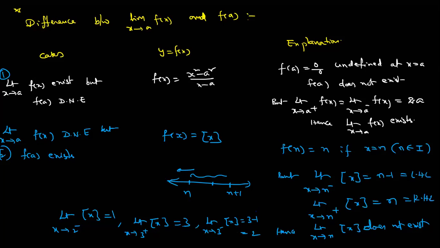These are not required, I'm giving. If you want, write down, otherwise leave it. Examples. Case 1, case 2 completed. What is the case 3? Case 1 is what here? Limit is existing, but f of a does not exist. Case 2, limit does not exist, but f of a existing. Third case is what here? Can you guess what is the third case?